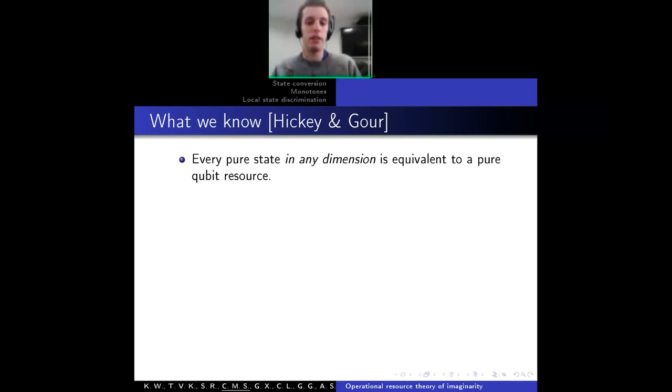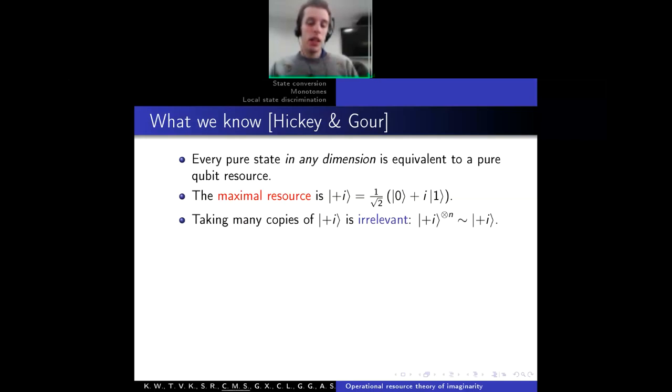So essentially, the qubit describes everything that happens at the pure level. And from this point of view, we know that the maximum resource is the state plus i, which is described here. You can see it's very similar to the maximally coherent state, right? But now there is a very interesting feature, because as I told you, the dimension doesn't matter. So I cannot use arguments based on having many copies or something like that, because if I have many copies of the maximum resource, it's like having a single one. So nothing happens in this case. So we have to develop something slightly different in order to study this resource theory than what we're used to doing.